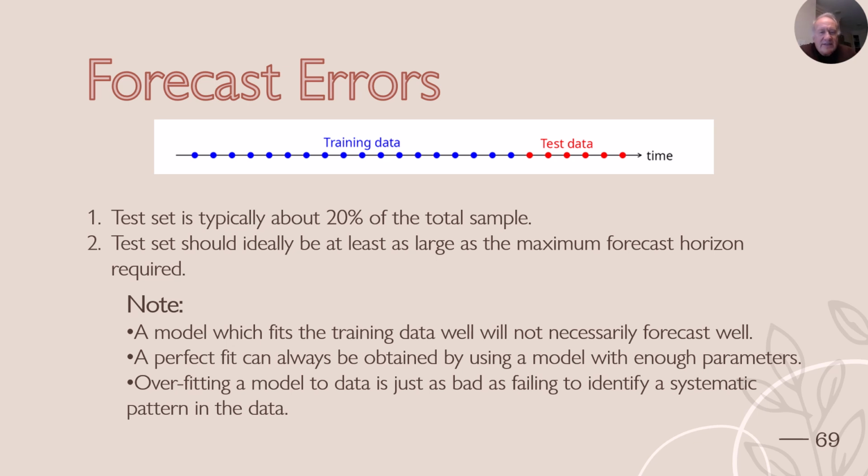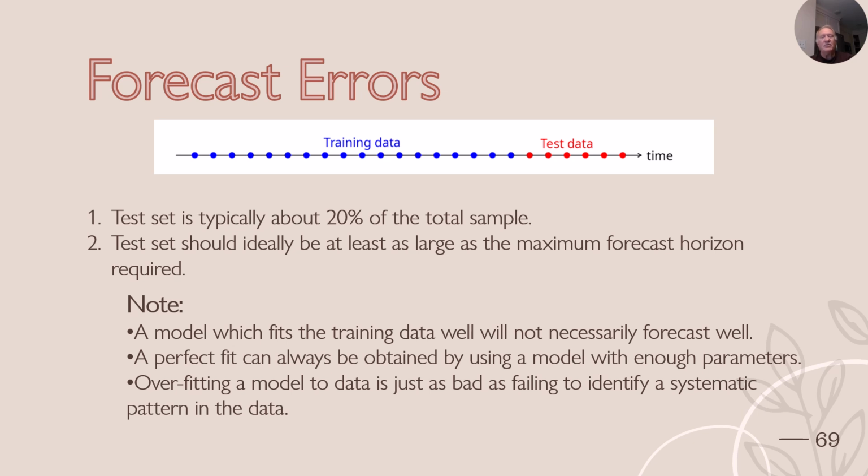So when we look at forecast errors, let's take a typical set as typically about 20% of the total data. So we'll have the training data, and then we'll have the test data. Once again, if we're going to use the model to predict the future, why not test it out? So let's say we have 10 years of data. Maybe we'll use 8 years to train the model and then predict the next 2 years and see how well our model does. So the test set should ideally be at least as large as the maximum forecast horizon.